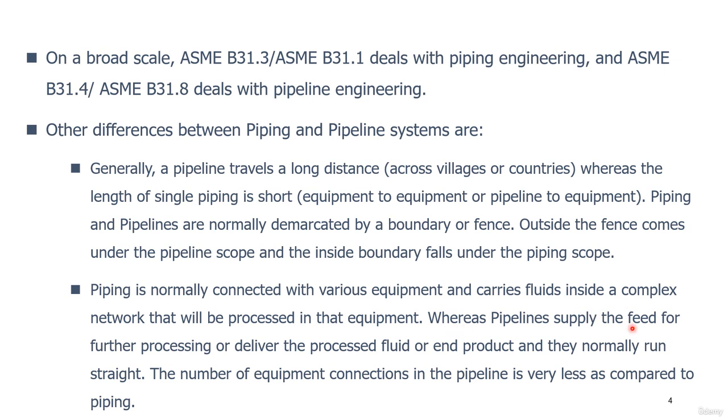Whereas pipelines supply the feed for further processing or deliver the processed fluid or end product, they normally run straight. So there are not many changes in their route. Usually they run straight. The number of equipment connections in the pipeline system is very small as compared to piping. So this is the second difference.